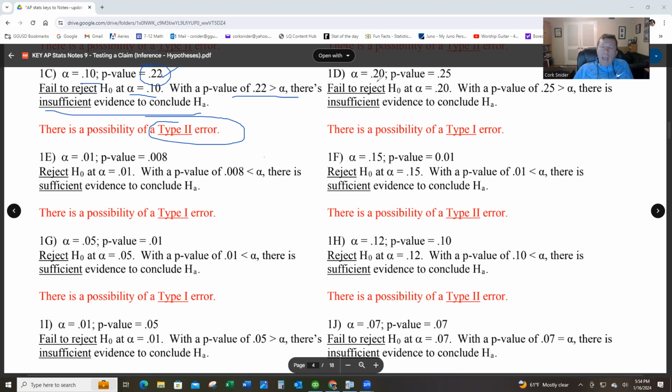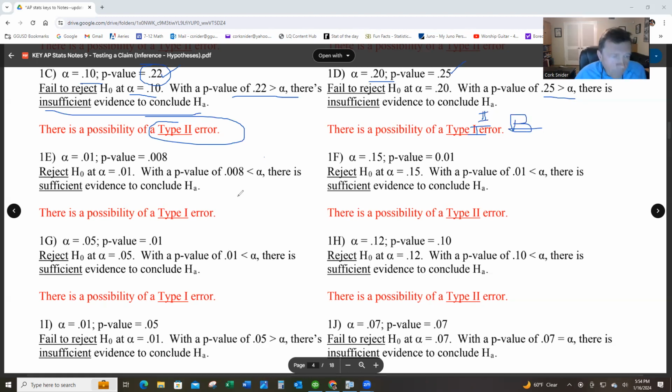Okay, for D, alpha is a ridiculous 0.2. Nobody would ever do that, but okay, let's just say it is. The p-value is 0.25. Again, that's fail to reject because the p-value of 0.25 is bigger than alpha. We have insufficient evidence to conclude HA. Insufficient evidence is a possible type 2 error, often called a beta error.